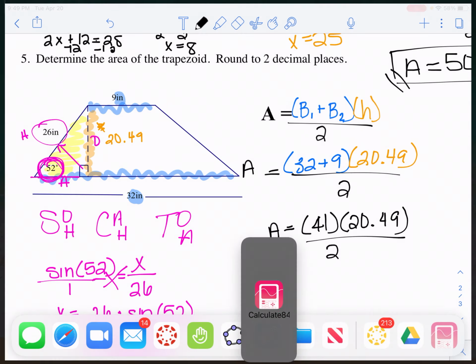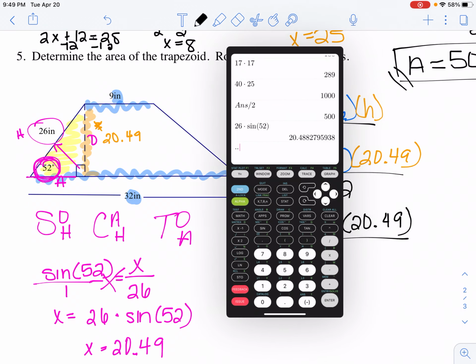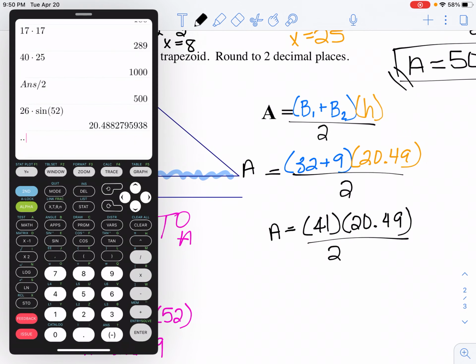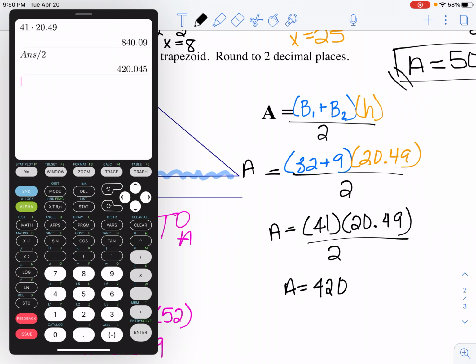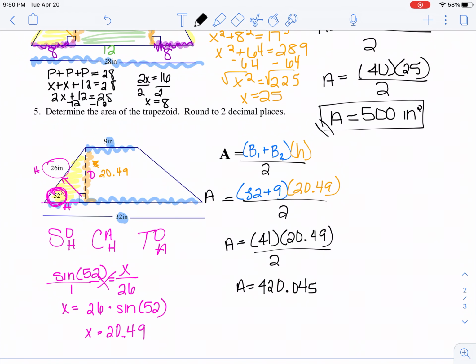We're going to go to our calculator. There. Okay, so I'm going to do that 41 times the 20.49 and divide my answer by 2. And our area should be 420.045. And our units are inches squared.